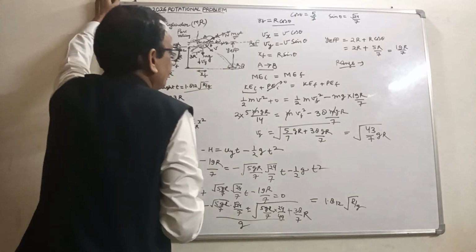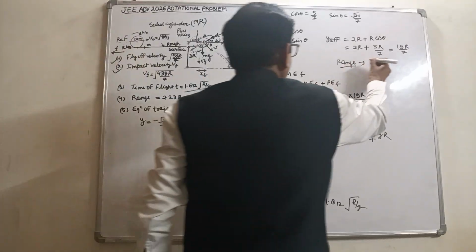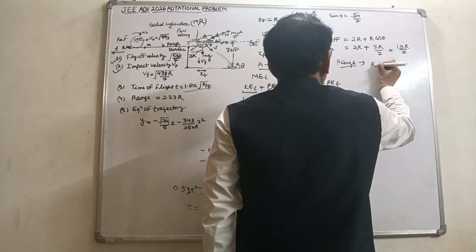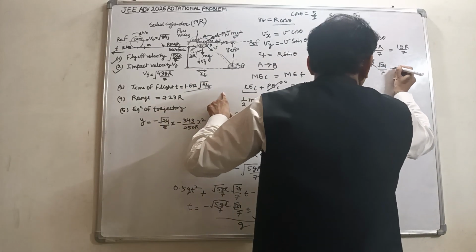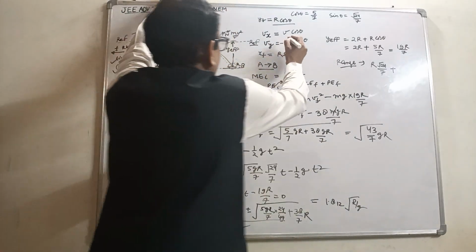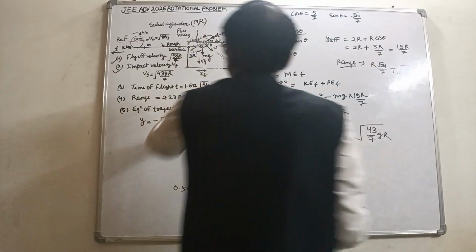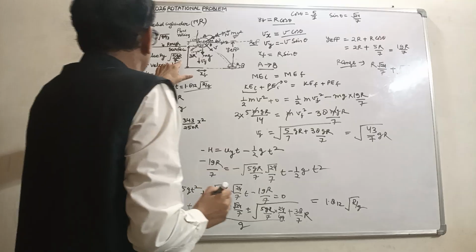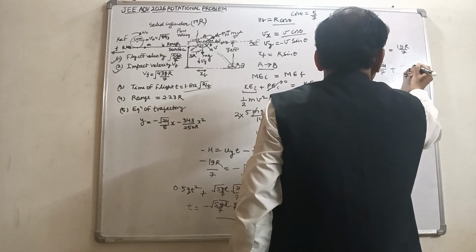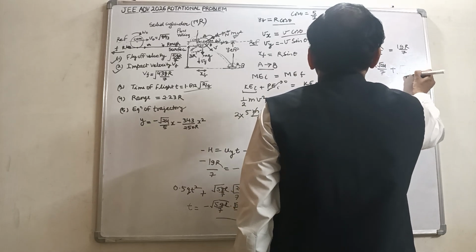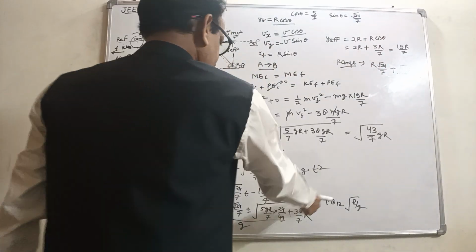So we have to find the xf, and the xf would be r sin theta, where sin theta is root 24 by 7. This is r sin theta plus the horizontal velocity, v cos theta. Here v is root 5gr by 7, and cos theta is 5 by 7, into t. So what is t?